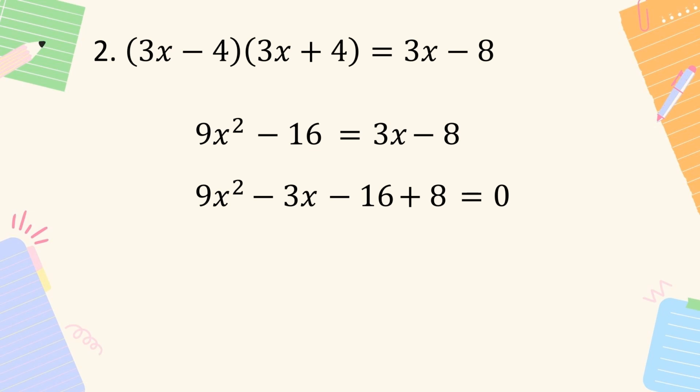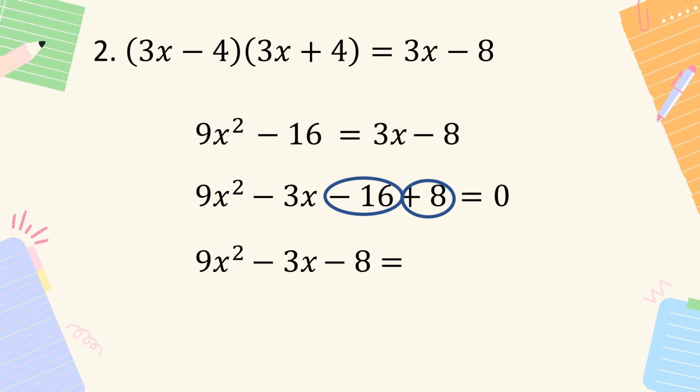We now combine similar terms. Negative 16, combined with positive 8, is equal to negative 8. Then we copy 9x², negative 3x, the equal sign, and 0. So our simplified equation is 9x² − 3x − 8 = 0.